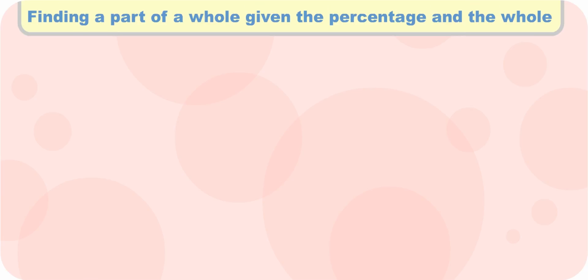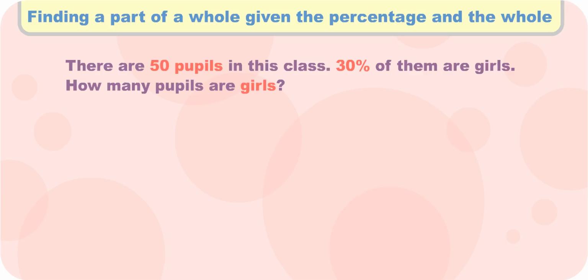Let's now learn to find how much is a part of a whole given the percentage and the whole. Let's look at this question. There are 50 pupils in this class. 30% of them are girls. How many pupils are girls?